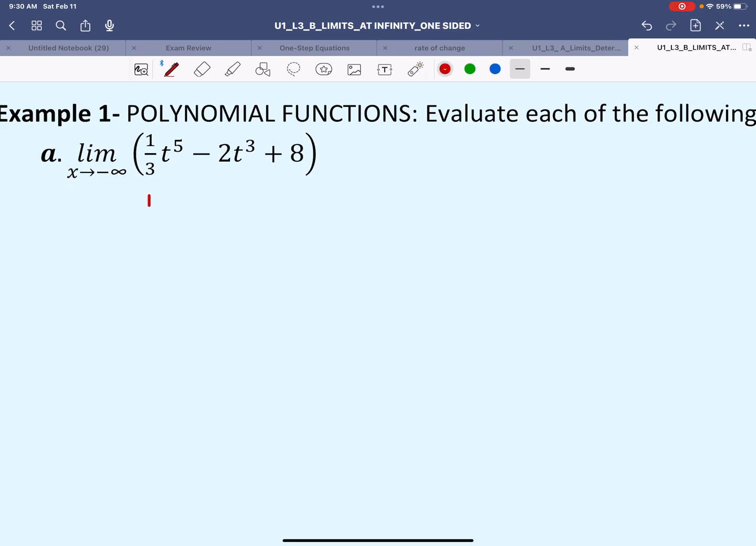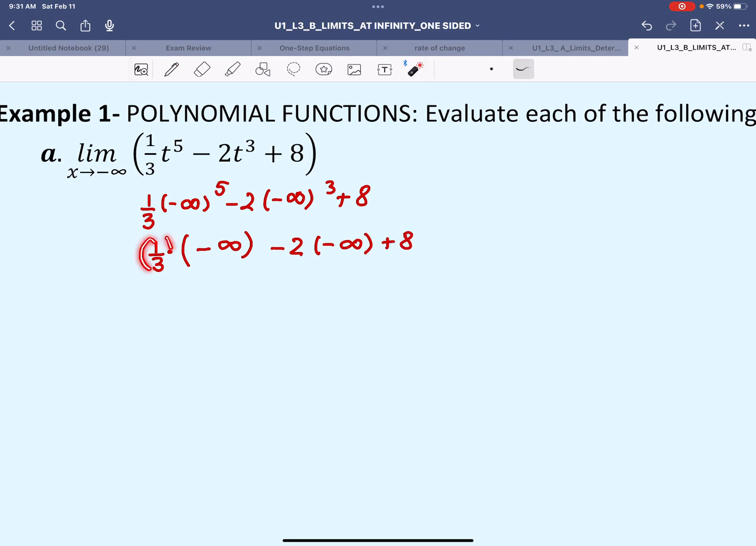That will give me 1 over 3 times negative infinity to the power of 5, minus 2 times negative infinity to the power of 3, plus 8. Now let's take a look at what happens here. So 1 over 3 is sitting here still. If you have a large negative number to the power of 5, it will still give a negative number because the power is odd, and very large obviously, so that's negative infinity. And then we have minus 2 times negative infinity to the power of an odd number, it's still negative infinity, and then plus 8. Keep simplifying.